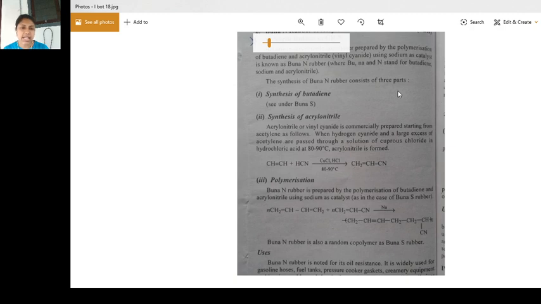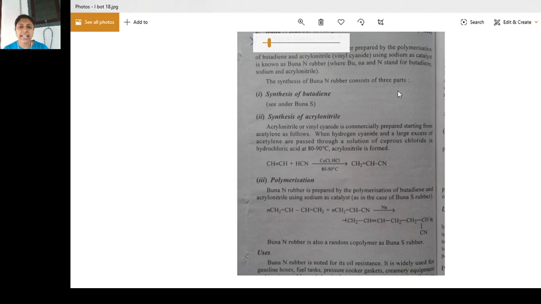Nitrile stands for cyanide group. So acrylonitrile, otherwise known as vinyl cyanide, is commercially prepared from acetylene. When acetylene reacts with hydrogen cyanide in the presence of copper chloride and hydrochloric acid at about 80 to 90 degrees Celsius, we get acrylonitrile, otherwise known as vinyl cyanide.